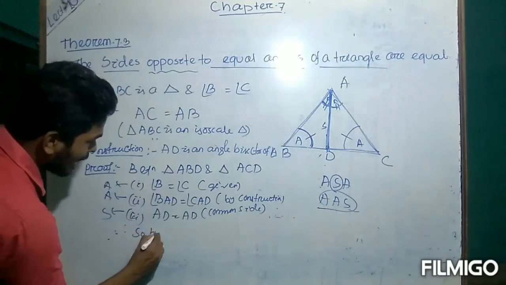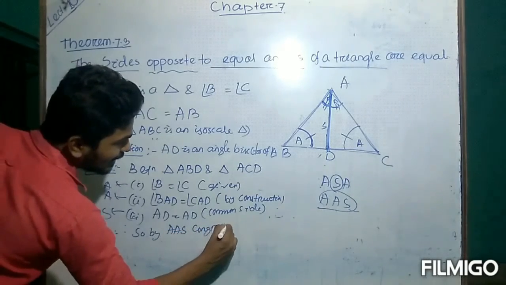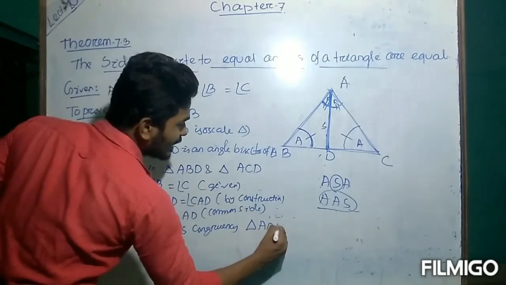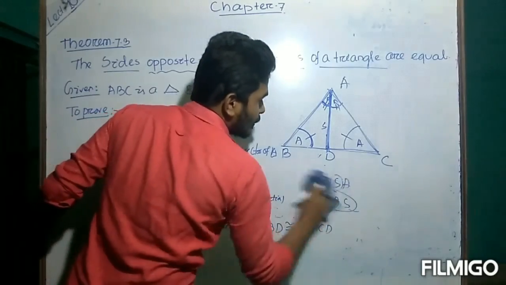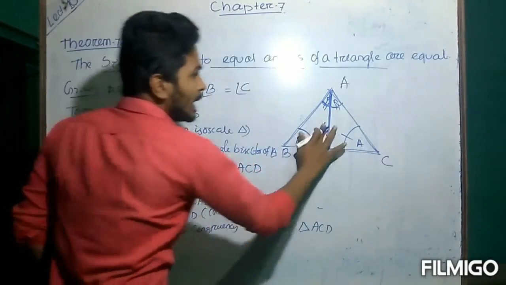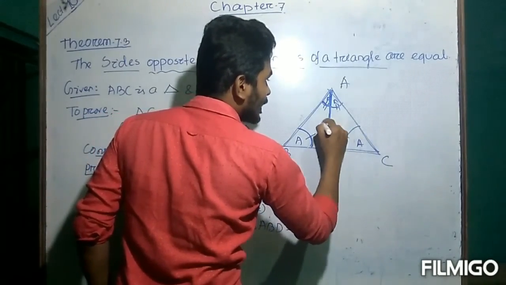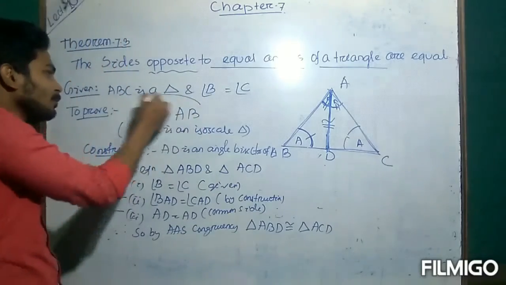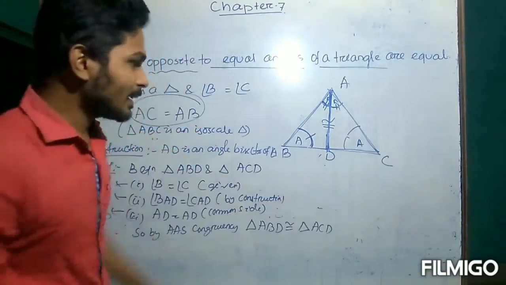So by angle angle side congruency, okay, this triangle ABD is congruent to the triangle ACD. Okay, so we have proved this small triangle is congruent to this small triangle. Since we have to find that the two sides AC is equal to AB, how can we find it? Let us find.